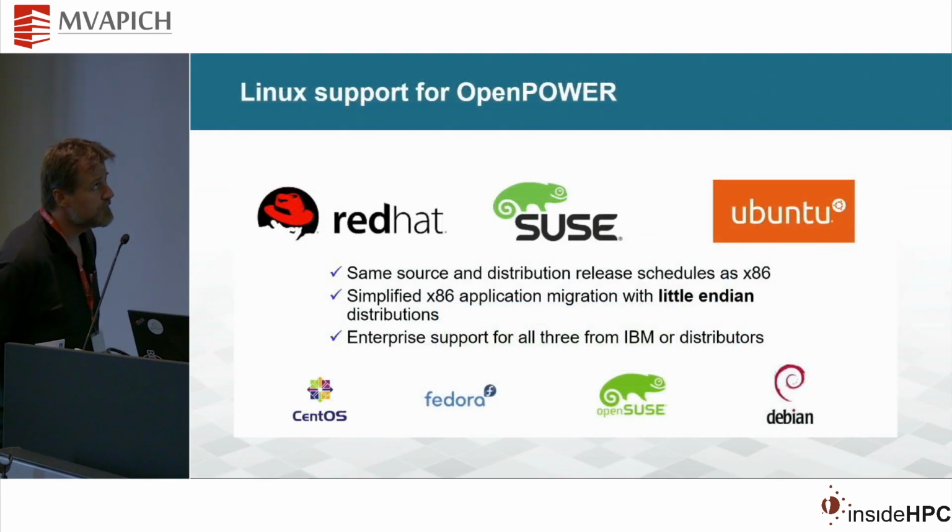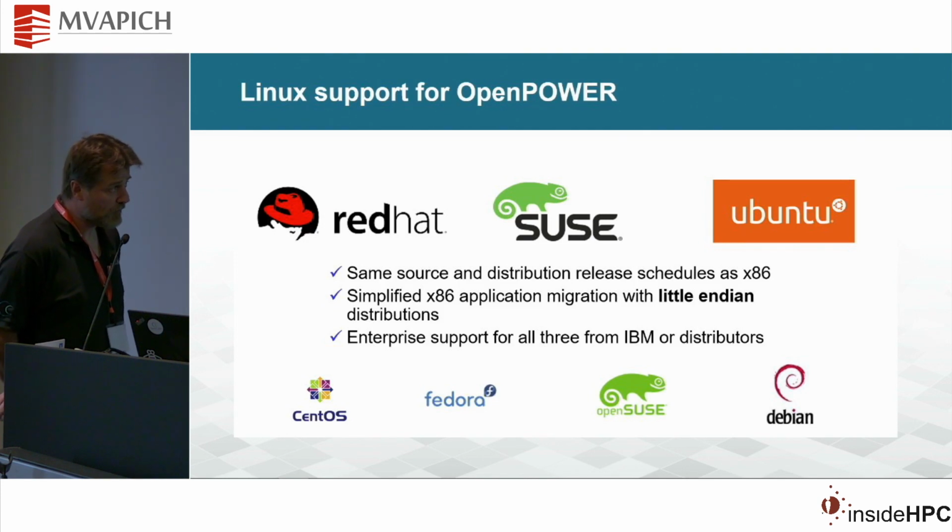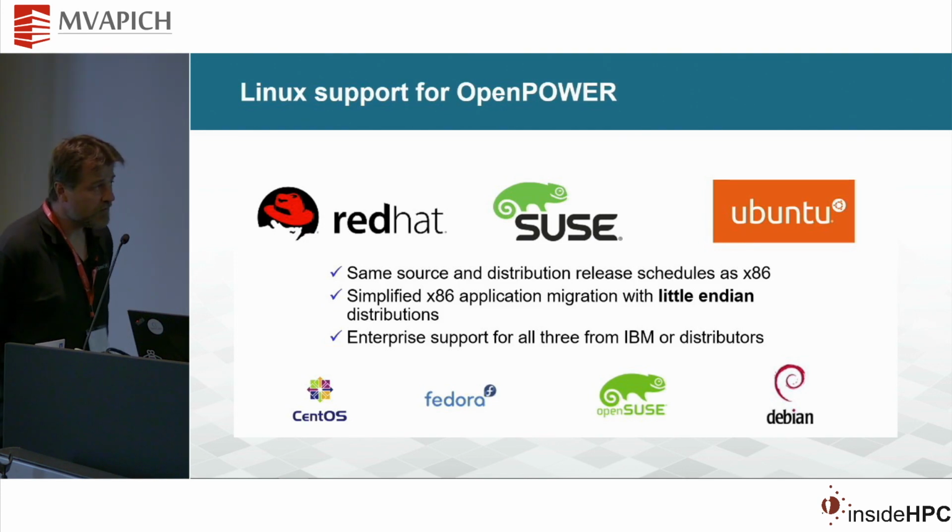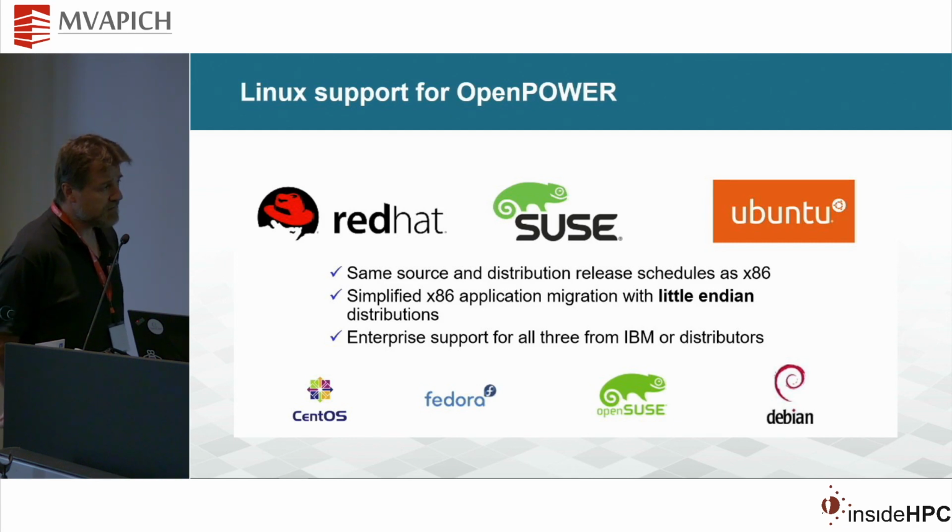So these are the main Linux supports for OpenPOWER: Red Hat, now being part of IBM recently, SUSE and Ubuntu. Ubuntu and Red Hat are the ones I know best because I work mainly on OpenCAPI. CentOS being related to Red Hat, and Fedora, SUSE, and Debian, which are distributions that we probably all know well. Same source and distribution release schedules synchronized with the Intel world.